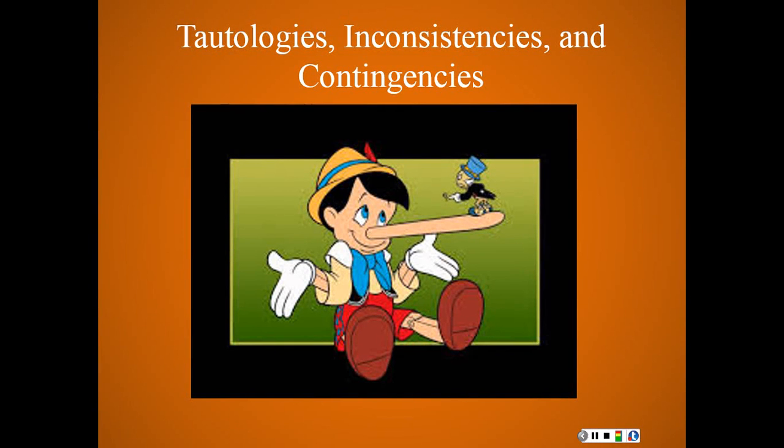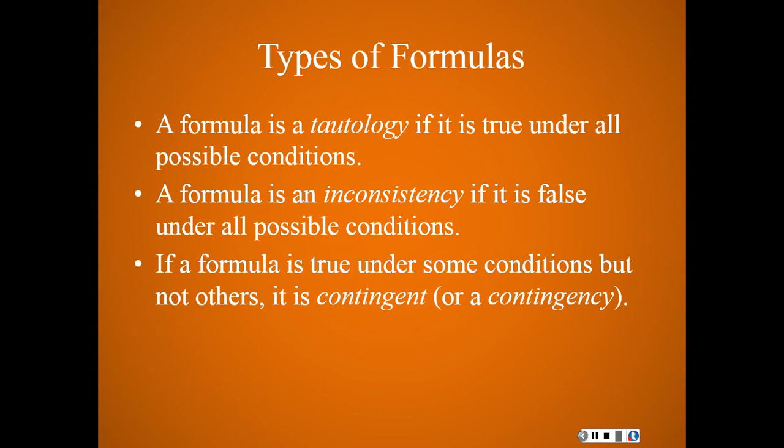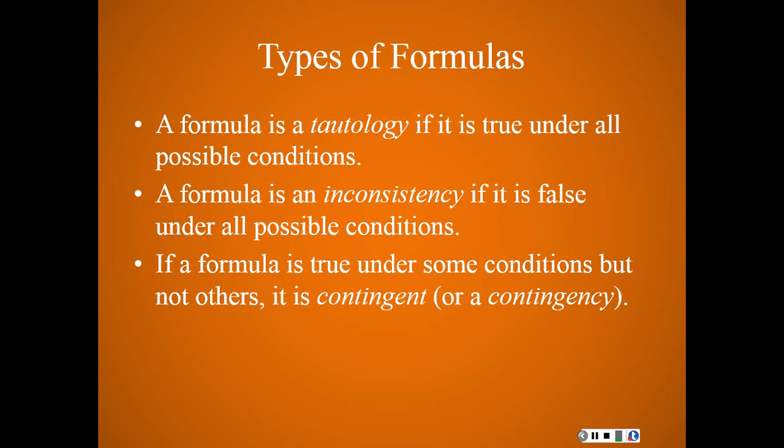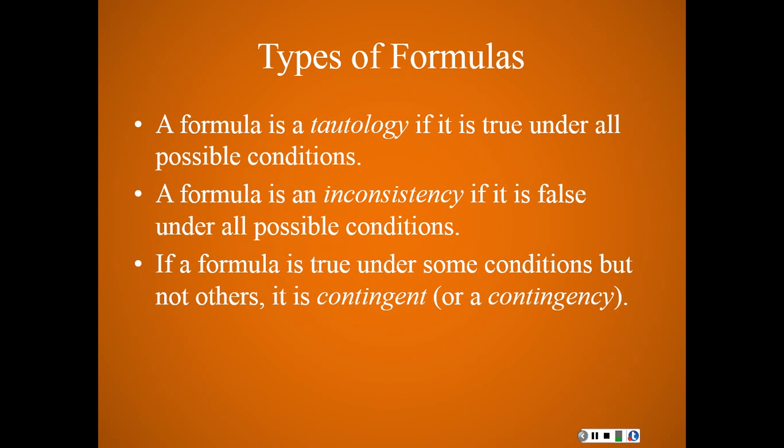In this lecture, I want to talk to you about tautologies, inconsistencies, and contingencies. So first, let's start with some definitions. We'll say that a formula is a tautology if it is true under all possible conditions. We'll say that a formula is an inconsistency if it is false under all possible conditions. And if a formula is true under some conditions but false under others, then we'll say it is a contingency.